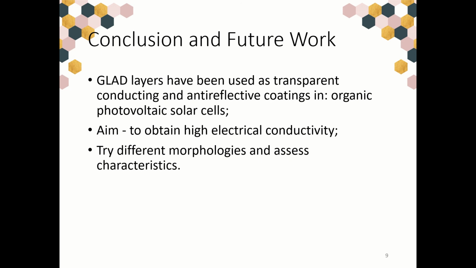First of all, I want to mention that glancing angle deposition layers have been used as transparent, conducting, and anti-reflective coatings in organic photovoltaic solar cells, or it can be used even in dye-sensitized solar cells. The aim for my future research is to obtain high electrical conductivity by using these nanostructured thin films, which will be obtained by glancing angle deposition, and to use it as a layer for solar cells.